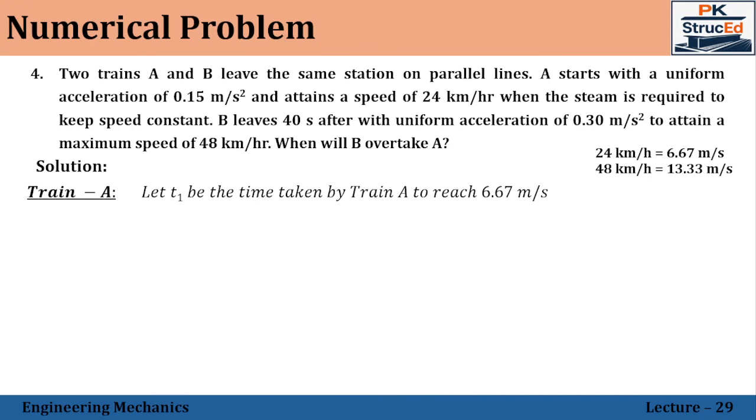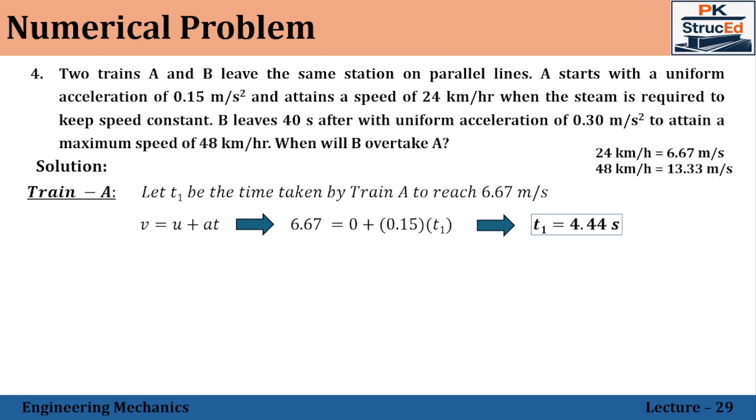Let T1 be the time taken by train A to reach its speed of 24 km per hour, that is 6.67 meter per second. So we have V is equal to U plus AT, in which V is 24 km per hour, or 6.67 meter per second. It is going to start from rest, therefore U is equal to 0. Acceleration is given as 0.15 meter per second square. From this, T can be calculated. So T1 is 44.4 seconds.